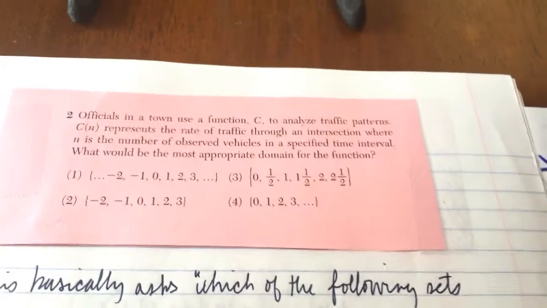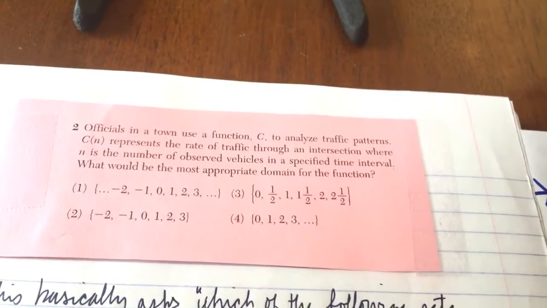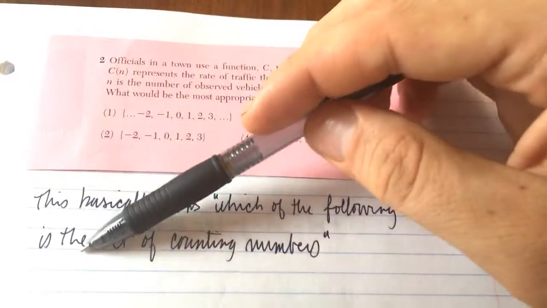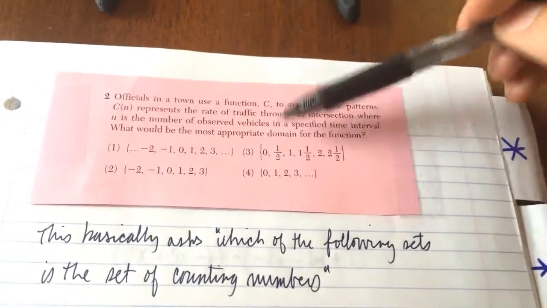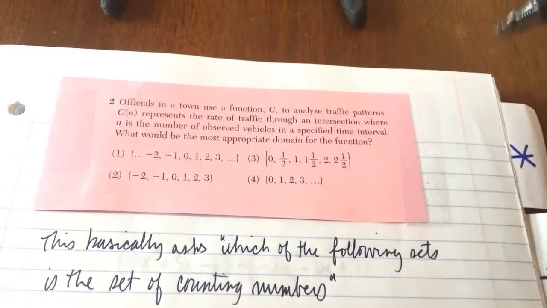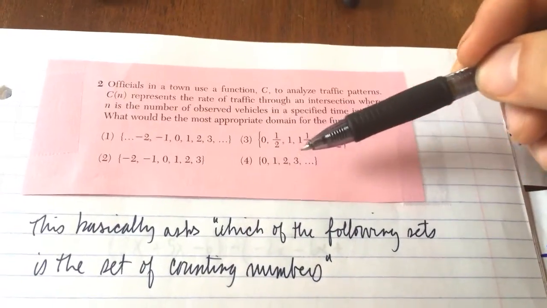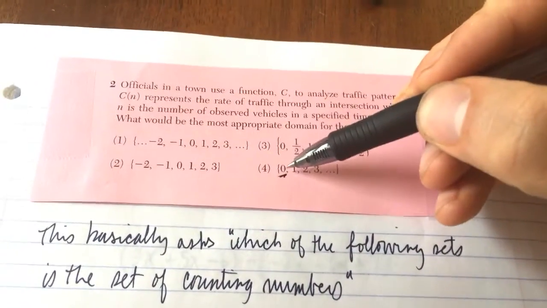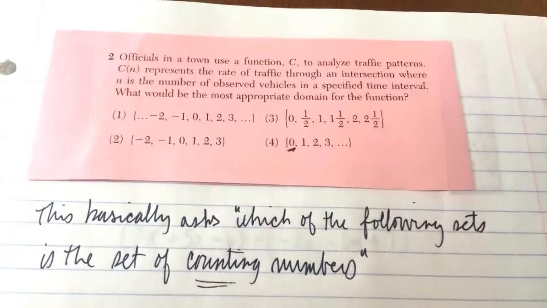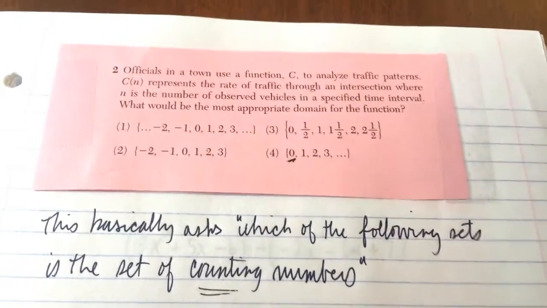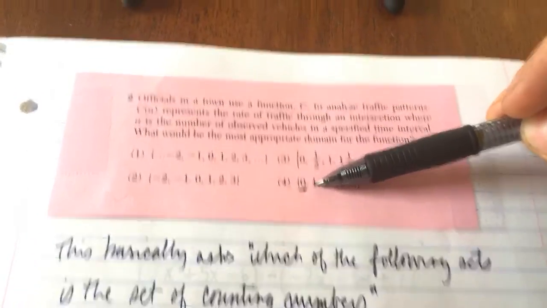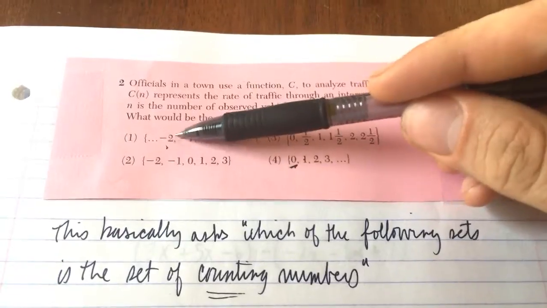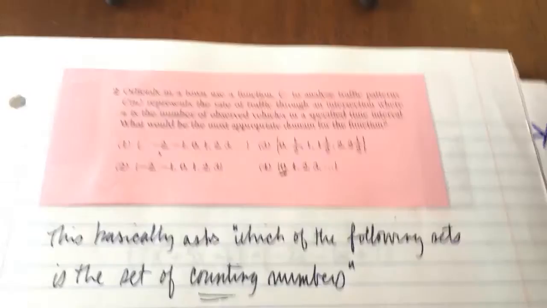Officials in a town use a function C to analyze traffic patterns. N is the number of vehicles. Okay, this is just a funky notation, and all they're really asking you is which of the following sets is the set of counting numbers. The only way to count the number of cars in traffic is by saying 0, 1, 2, 3. Okay, I suppose you do have to be careful because 0 still is an amount of cars, and counting numbers does not include 0. That would be whole numbers. So be careful. 0 can still be used because if you were observing cars and there were no cars, you would report 0. So basically, you can't report negative cars, you can't report half cars. Choice number 4.